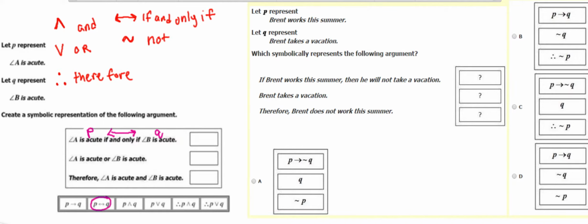Next one, angle A is acute or angle B is acute. Or, here's our symbol, the V. So angle A is P, angle B is Q, and in the middle we have V for or.